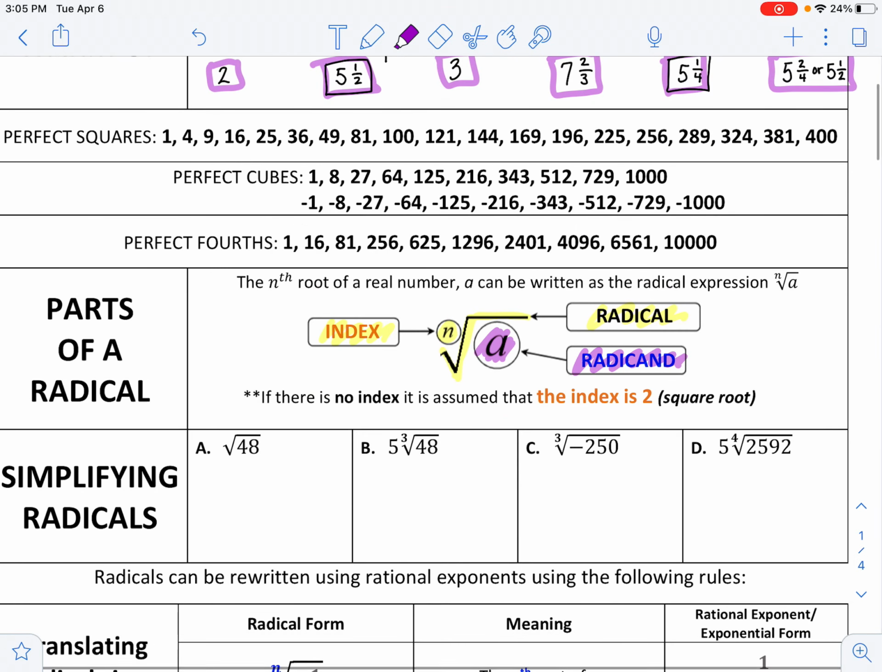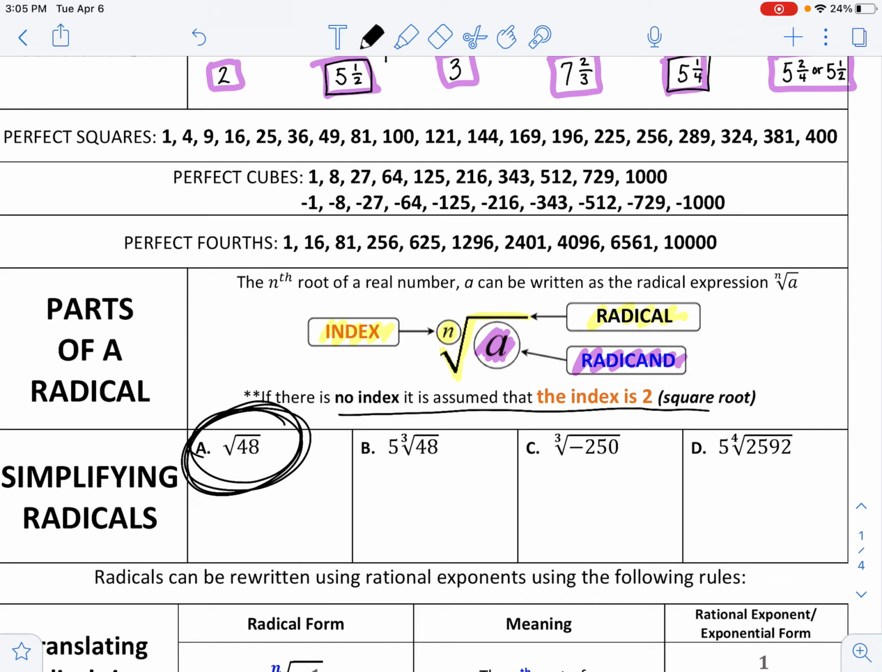Now, if there's no index, like in A right here, that means it's a square root. You can put the 2 if you want, but you already know that if there's nothing there, it's a square root. All right, and that would be an index of 2.